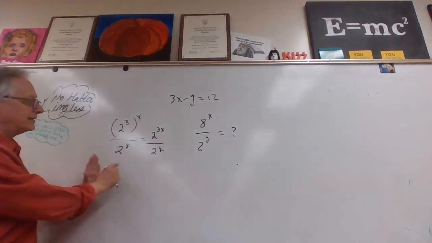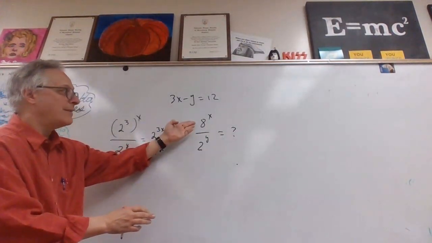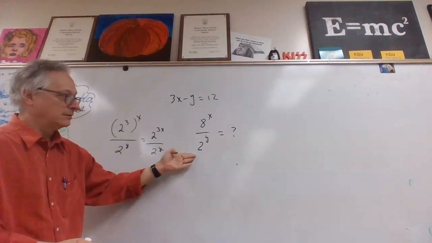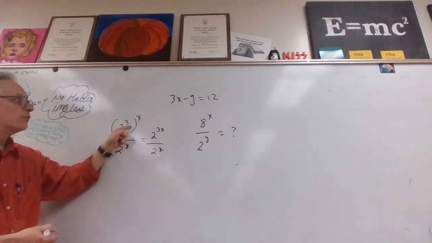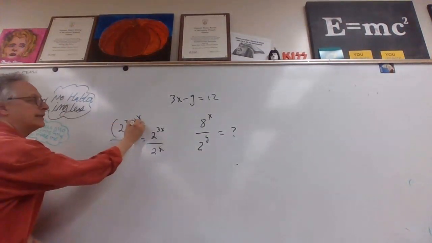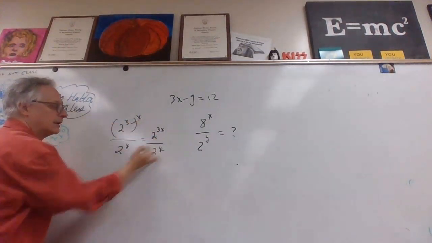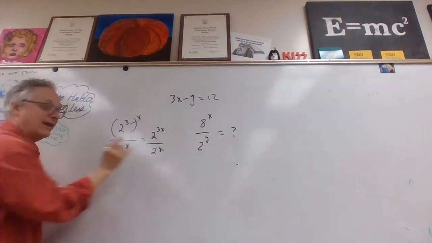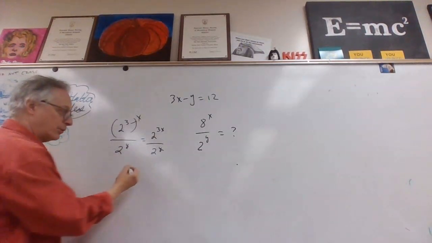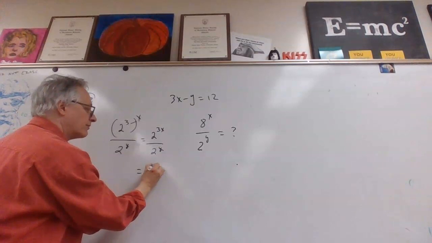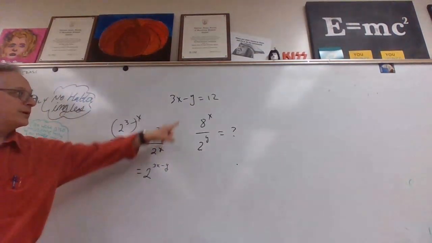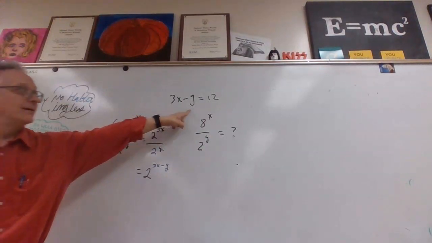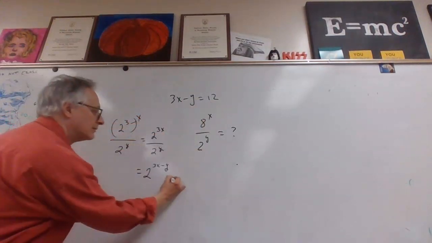Okay, so for problems like these, you want to say, can I make that 8 look like something with a 2 in it? 2 to the third, that's 8, raised to the x. Multiply the exponents, you get 2 to the 3x over 2 to the y. And now we use our properties to say, well, that's equal to 2 to the 3x minus y. So what is 3x minus y? 2 to the 12.